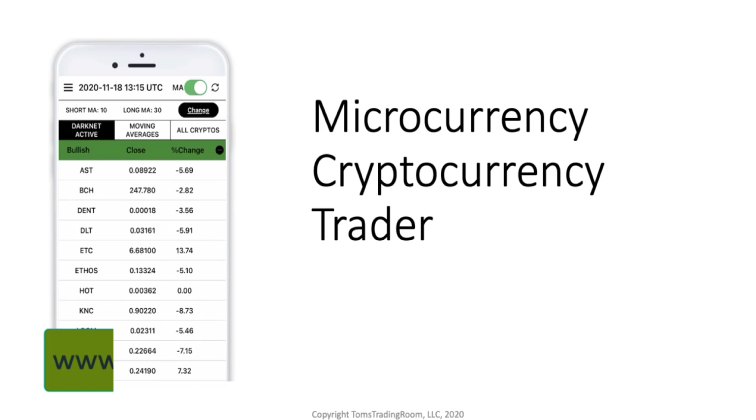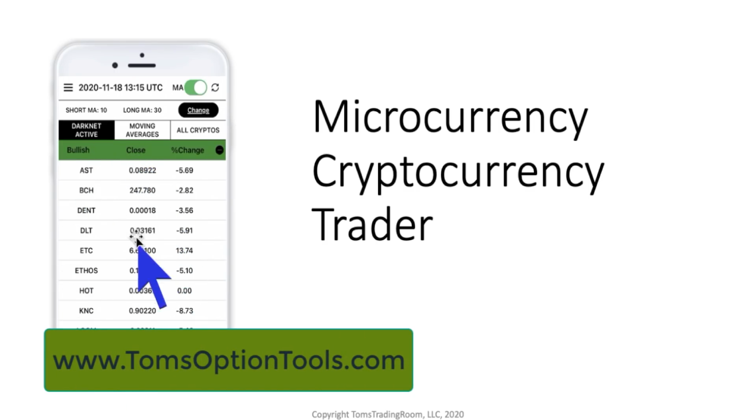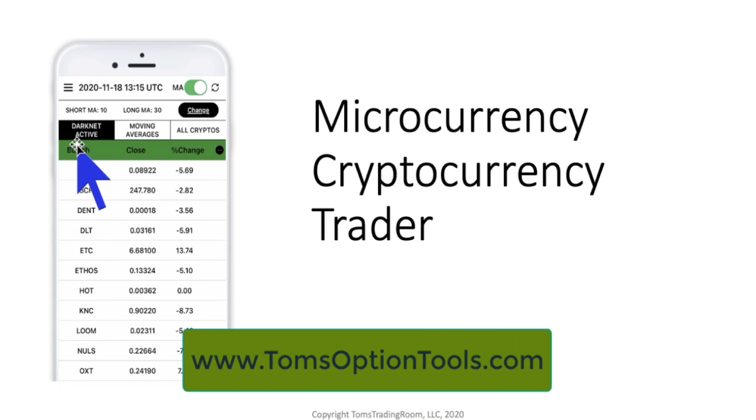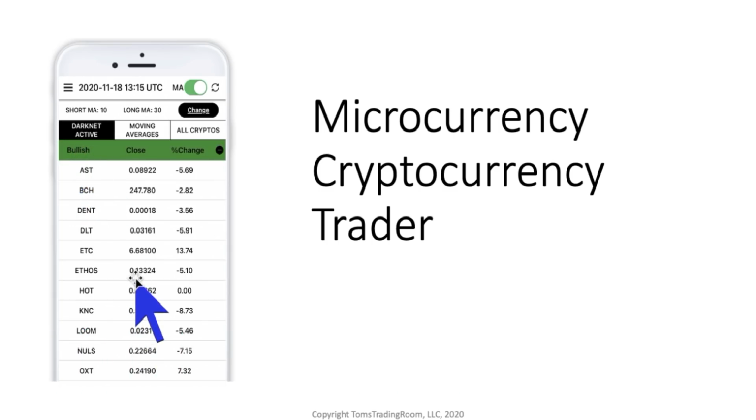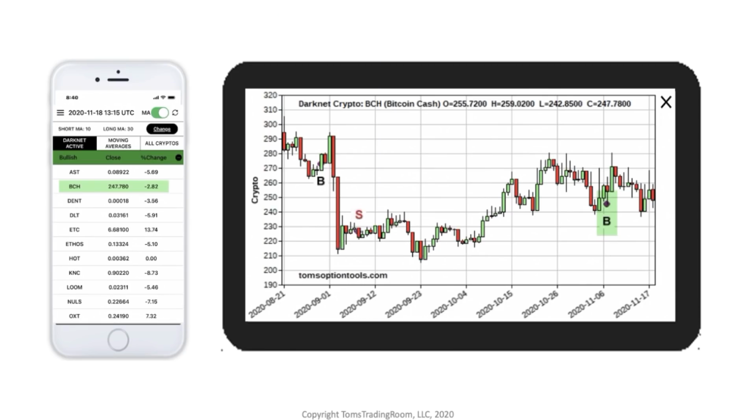So you download the Microcurrency app, and then you get this, and it would show the microcurrencies that are going through Darknet signals. We also have it set up for moving averages, what's called currency waves. And then you can take a look at every crypto that we follow. Here's what the microcurrencies are showing us for this week. We noticed that Bitcoin Cash gave us a buy signal about a week and a half ago, but it's trading right near the buy signal right now.